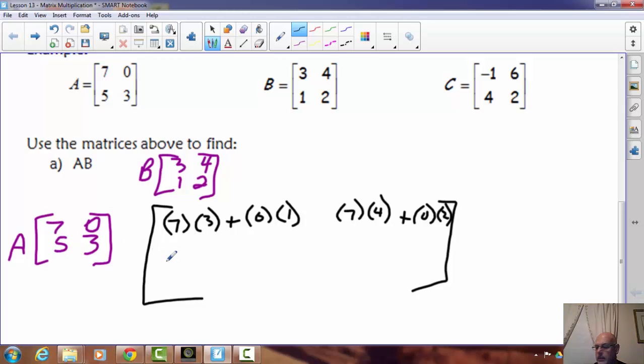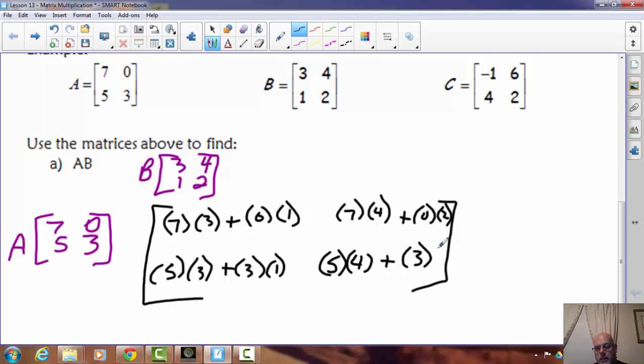So for the two elements down here, we're going to multiply the 5 times the 3 and the 3 times the 1. 5 times 3 plus 3 times 1. Then we'll multiply the 5 and 3 by the 4 and 2. 5 times 4 plus 3 times 2. So now we'll clean all those up at the end.